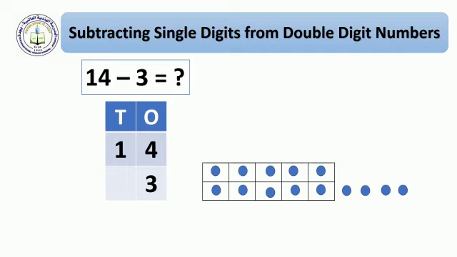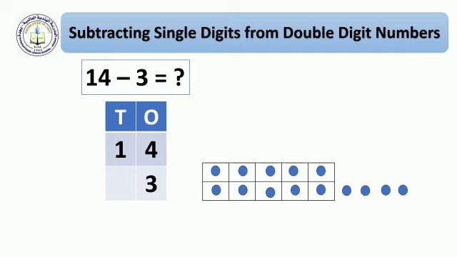In this example, 14 minus 3, 14 is a double-digit number and 3 is a single-digit number. So, which is the bigger number, children? Yes, a double-digit number is always bigger than a single-digit number. So, 14 is bigger than 3. First, we have to write 14. In 14, there is 1 ten and 4 ones. So, you have to write 1 in the tens place and 4 in the ones place.